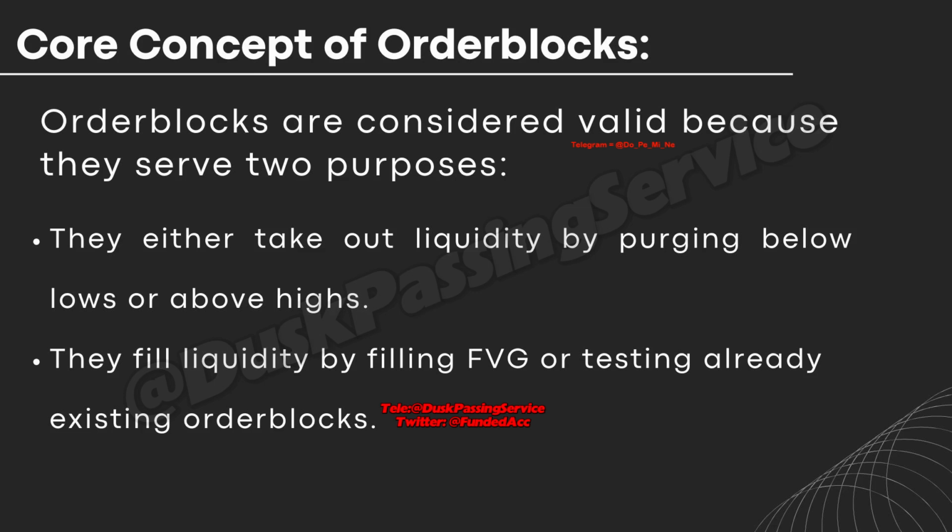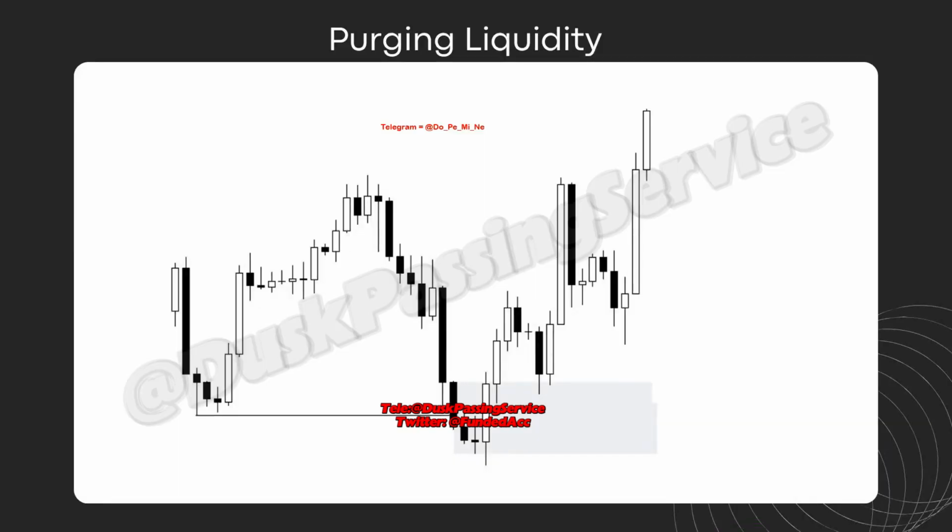So these are the two main things that an order block does, right? Now it doesn't have to do both of them, but it has to do at least one of these things. It must do either one of these things to be considered a valid key level and a valid order block. Now let's move on to the next slide to see some examples of how price purges liquidity and how an order block forms.